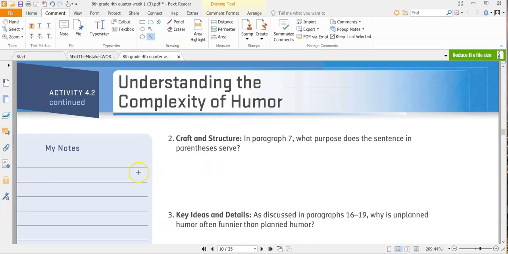And then number 2 says, in paragraph 7, what purpose does the sentence in parentheses serve? So for this one, you're going to have to go back to paragraph 7 and find the sentence in parentheses. Then you're going to analyze, how does that sentence in that paragraph serve a purpose? Like, what does it do for that paragraph? Does it add more information? Does it give an example? Does it provide more details? Does it ask readers to think about something? Does it inspire anybody? So think about all the different purposes it could have and what purpose it does have, and then you're going to find your answer there.